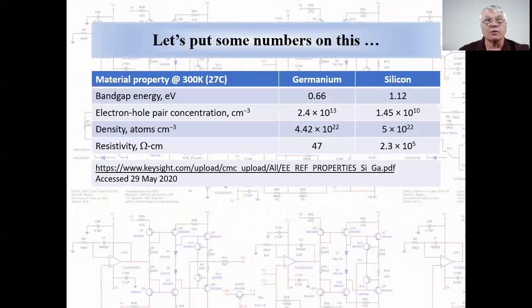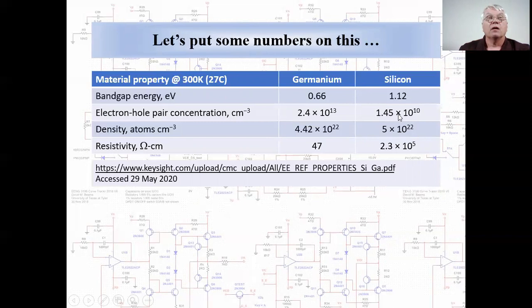Now let's bring some numbers into the discussion. Notice the band gap energies of silicon and germanium. And now look at the density of electron-hole pairs per cubic centimeter. The numbers look very large. In germanium, 2.4 times 10 to the 13th electron-hole pairs per cubic centimeter. These, by the way, are at 300 kelvins or 27 Celsius. And 1.45 times 10 to the 10th per cubic centimeter in silicon.